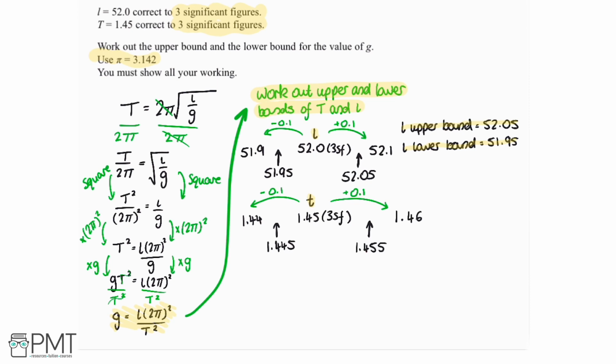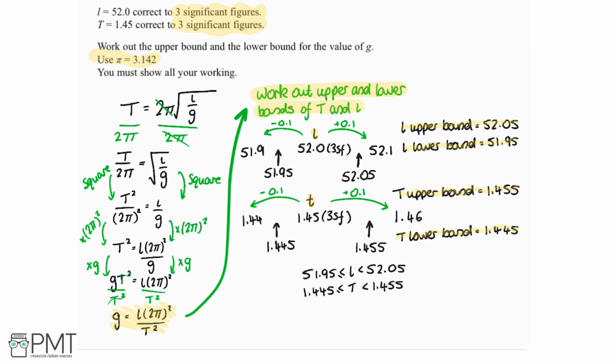So here's our upper bound, here's our lower bound, and again we can test that, because any number within this range here, round to 3 significant figures, you'll get 1.45. Anything outside, it shouldn't round to 1.45. Now something you might have noticed is that with our upper bounds, if you actually take the value of our upper bound and round it to 3 significant figures, you won't get what we want. So if you take 1.455 and round it to 3 significant figures, you won't get 1.45.